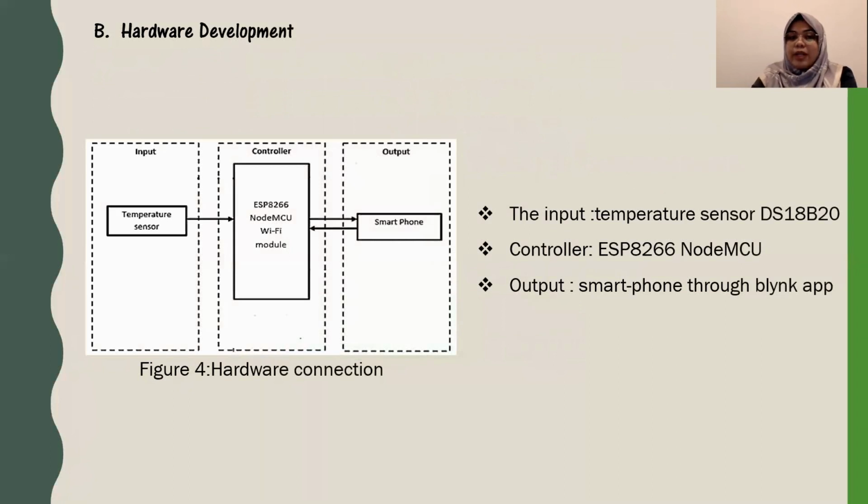Next is the hardware development. This is more to the IoT part. The input is the temperature sensor installed at the plant, the controller is the NodeMCU Wi-Fi module, and the output is our smartphone, the Blynk app inside our smartphone.